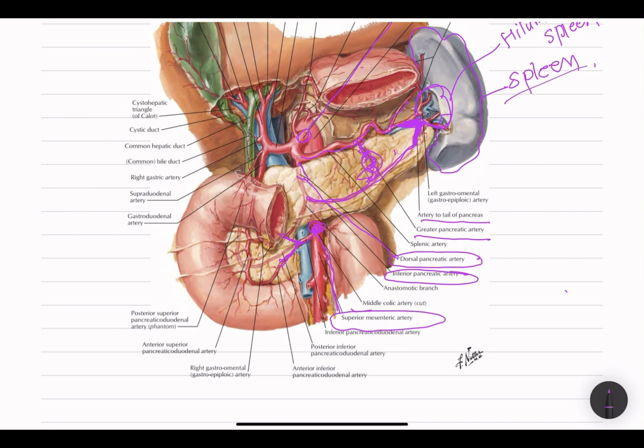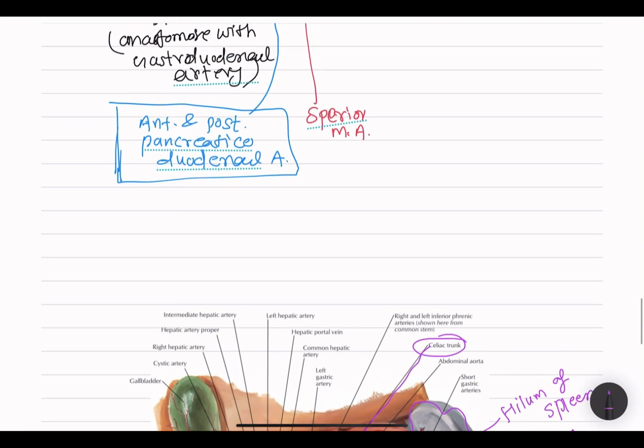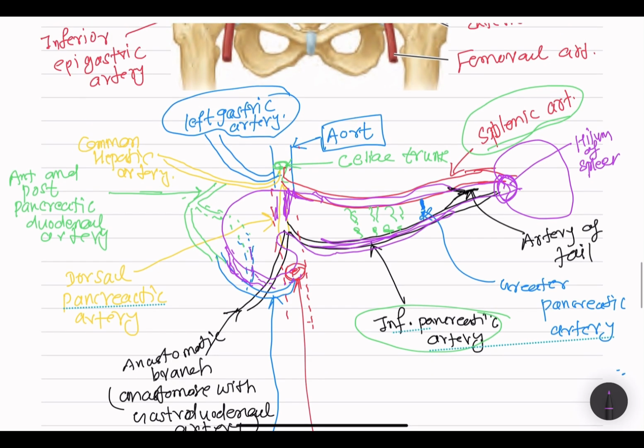And here also, I told you, from the common hepatic artery, just below the common hepatic artery, another artery comes, the anterior and posterior pancreatic artery. This branch also supplies the anterior and posterior part of the pancreas.